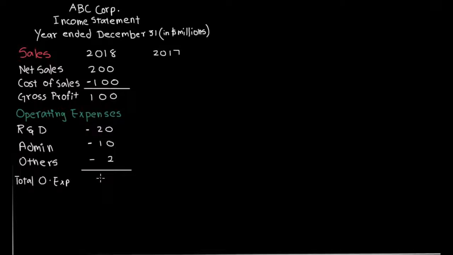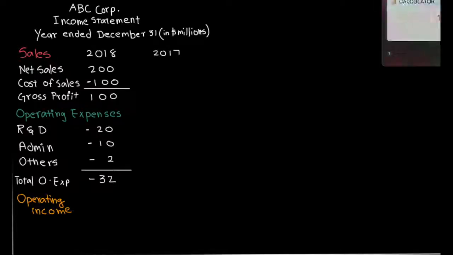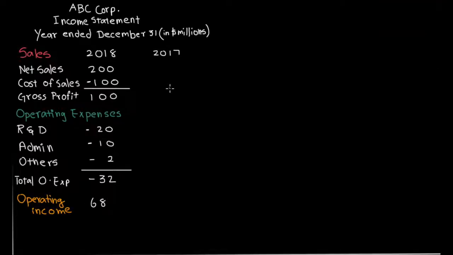Now we calculate the total. So let's just make down a total. Minus 20, minus 10, minus 2 equals to minus $32 million in total expenses that arises from operating expenses. Cool. So now what we should do is calculate the income left for the corporation, for the ABC Corp. So what we do is the 100 million that we have minus the 32 is what we left for this line. So the operating income is the income that is left after operating activities, which is 68 million.